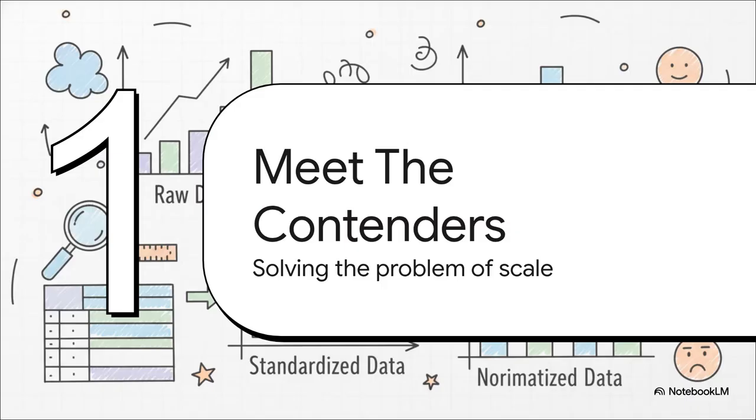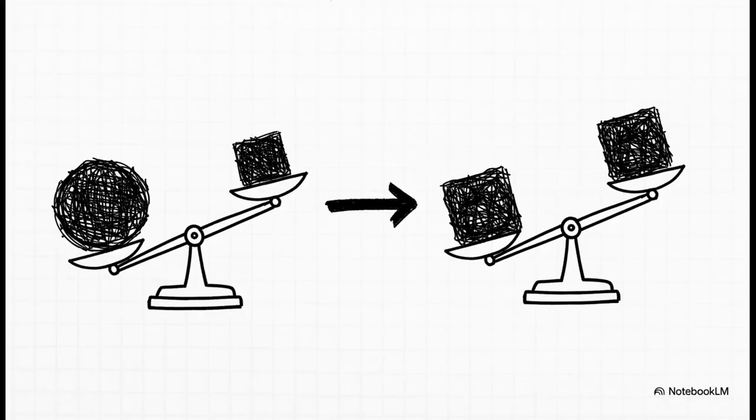So, how do we stop our models from getting distracted by these big numbers? Well, we bring in the two main contenders in the world of data scaling. Let's meet them. Before we get into what makes them different, you gotta know that they share the exact same mission. The whole point of both of these techniques is to take all of our features, no matter what their original scale was, and put them all on a level playing field. It's all about making a fair comparison.